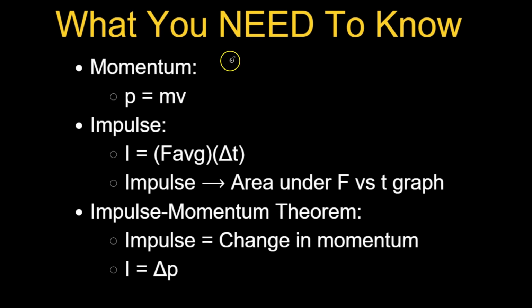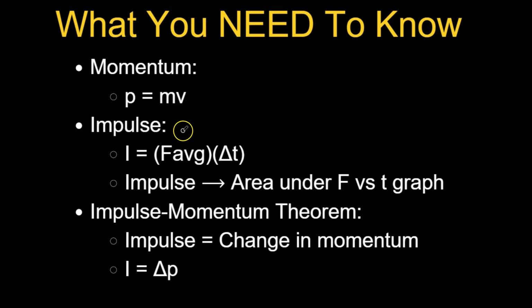We're going to start with the concept of momentum. Momentum is how hard it is to stop a moving object. We can calculate the momentum by taking the mass times the velocity of an object. We can write this as P equals mv. The unit for momentum is just kilogram meter per second.